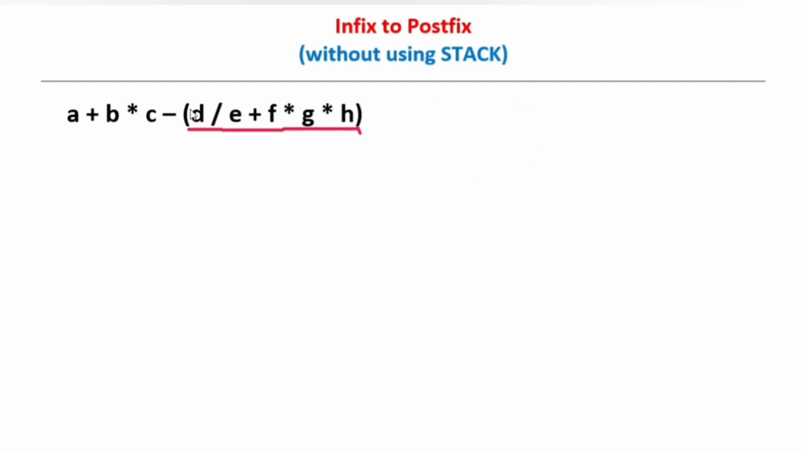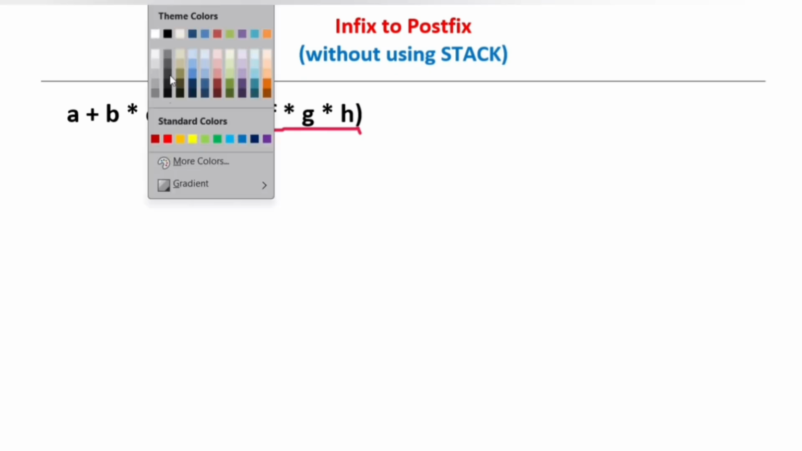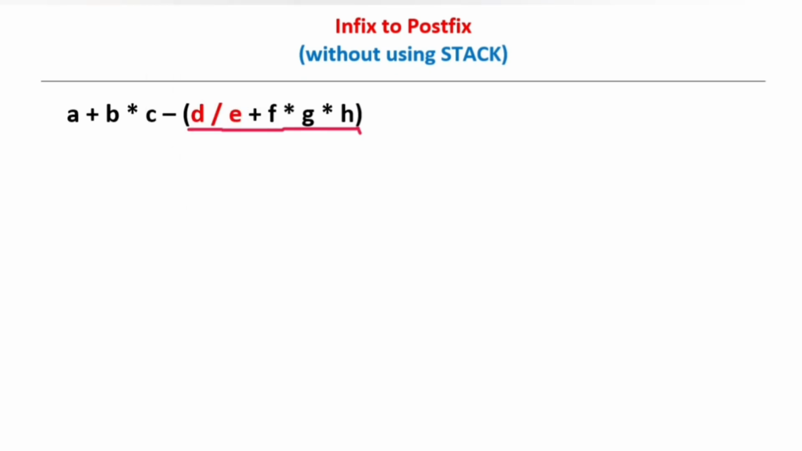So here D slash E, this part will first execute. I am marking it with another color. The rest of the part will be as it is. So this is the postfix: D E followed by the operator slash, and then the rest of the part, plus F into G into H, will be as it is. So this is done.